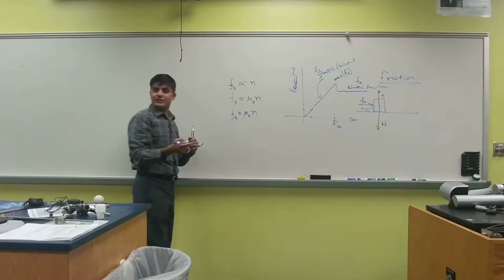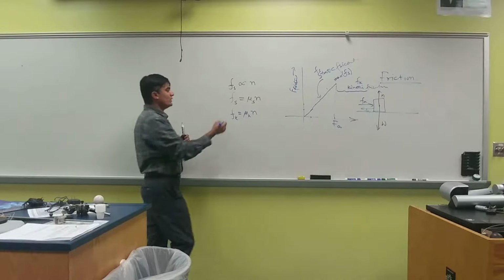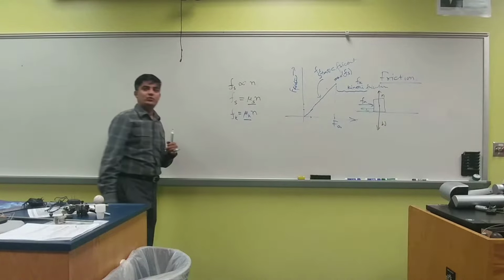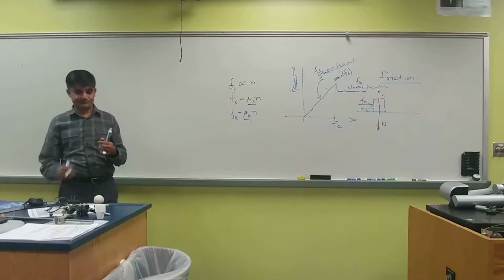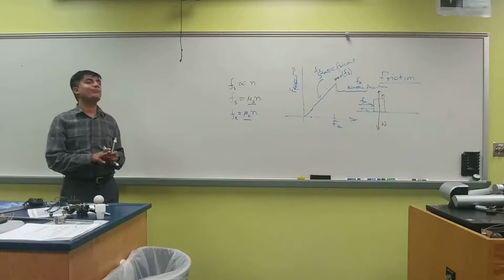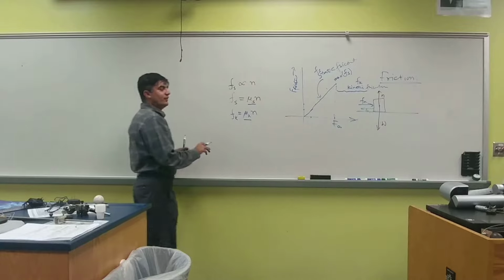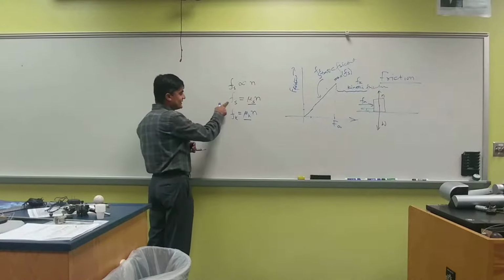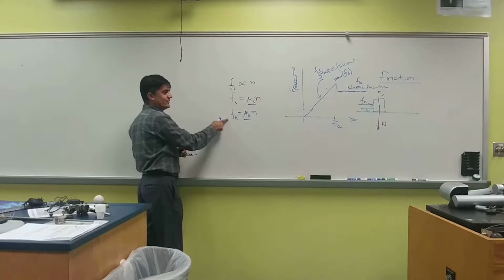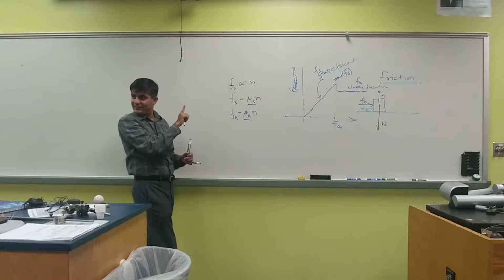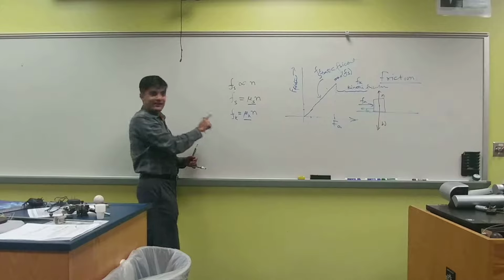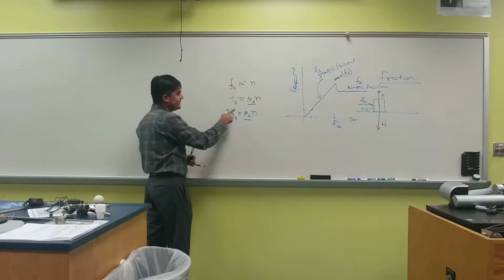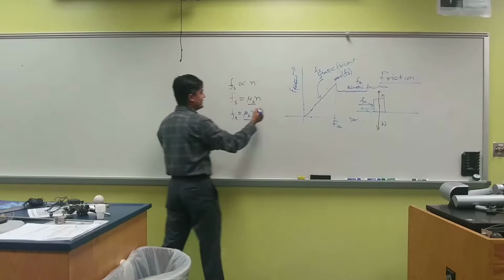Now, can you tell me which one will be greater, mu K or mu S? Which one do you think is greater? I think mu S, right? Because Fs is greater. Fs is greater than Fk. Make sense? So what it means is your mu S. Okay, let me write it here.